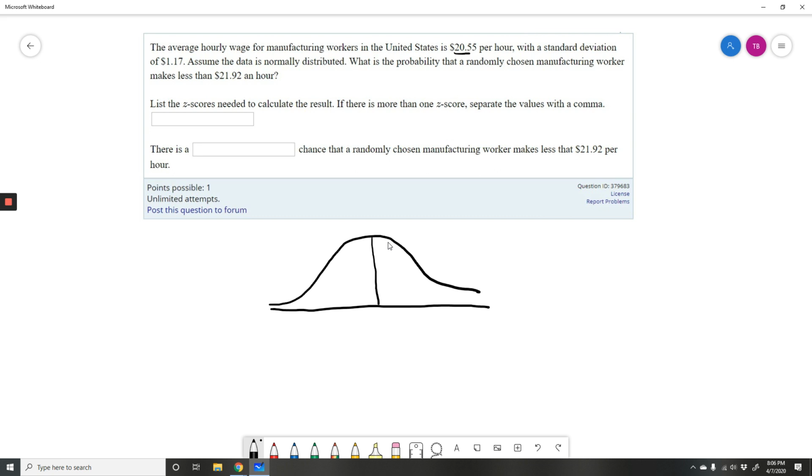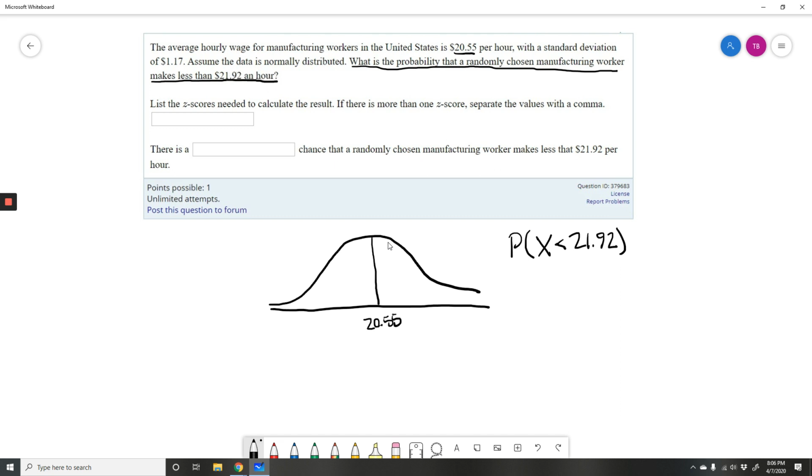hour. That's our mean there, 20.55, okay? We want to know the probability that a randomly chosen manufacturing worker makes less than $21.92 an hour. Okay, what is the probability that a randomly chosen manufacturing worker makes less than $21.92 per hour? So that's the probability that X is smaller than $21.92. Let me make it so you could actually see that there.